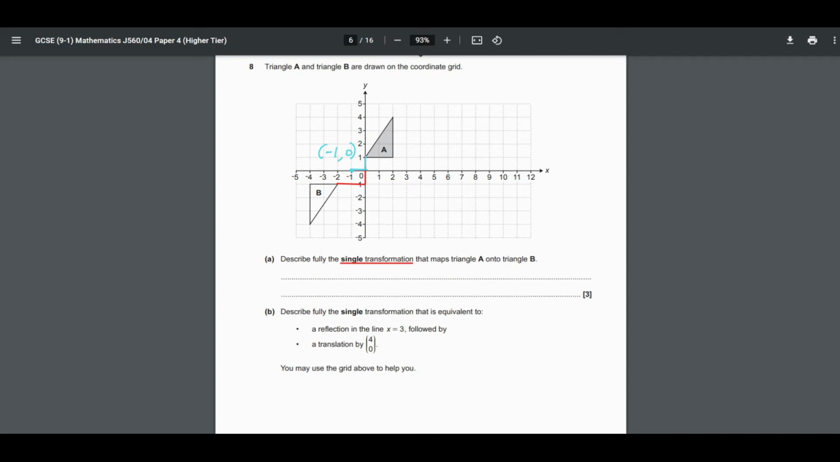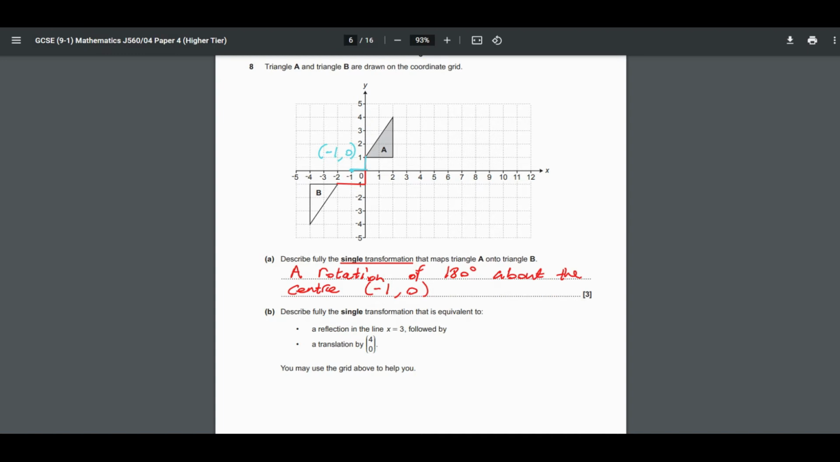So what we write is a rotation, because that's the type of transformation it is, of 180 degrees about the center -1, 0. And that will get you 3 marks.